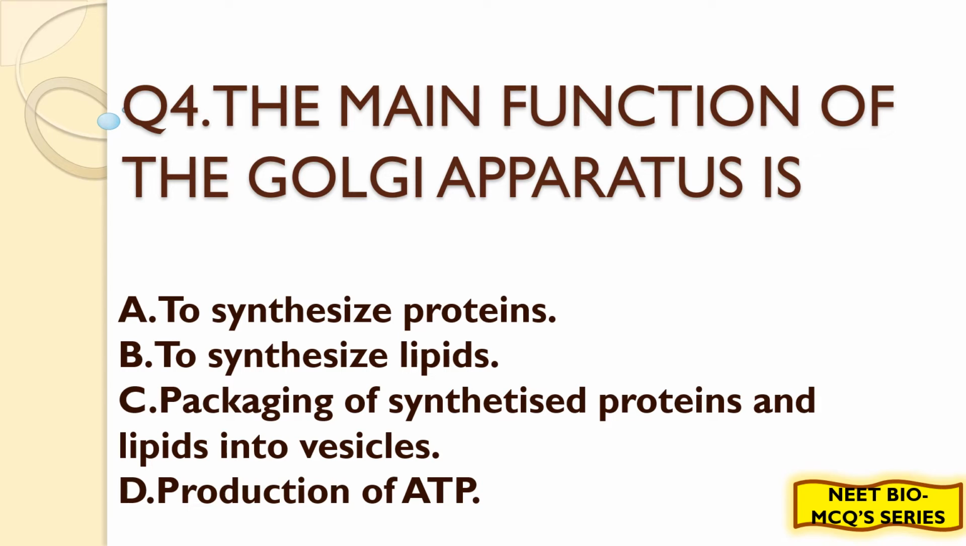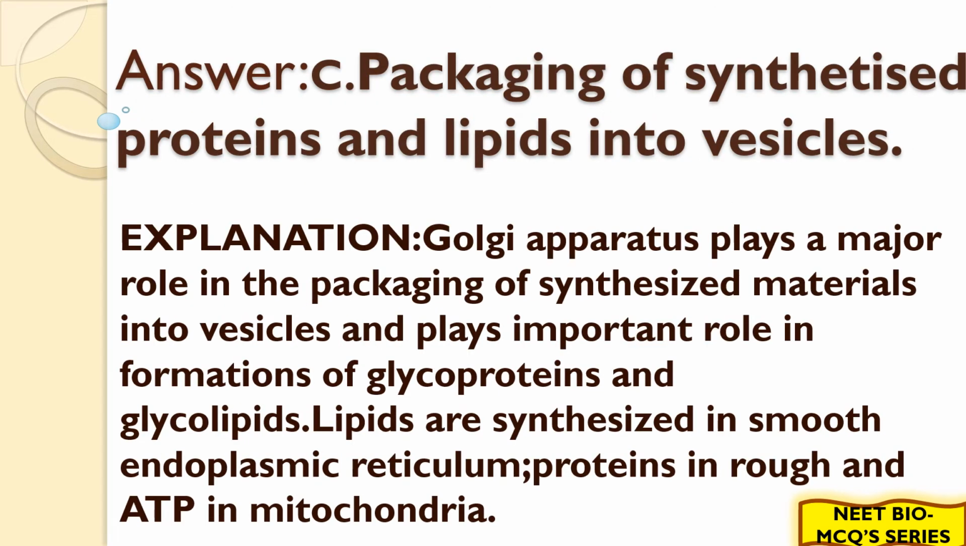Question 4. The main function of the Golgi apparatus is A. To synthesize proteins, B. To synthesize lipids, C. Packaging of synthesized protein and lipids into vesicles, and D. Production of ATP. Golgi apparatus is closely associated with the endoplasmic reticulum. So does it synthesize or does it package? The answer is it is a packager. Answer C. Packaging of synthesized proteins and lipids into vesicles.